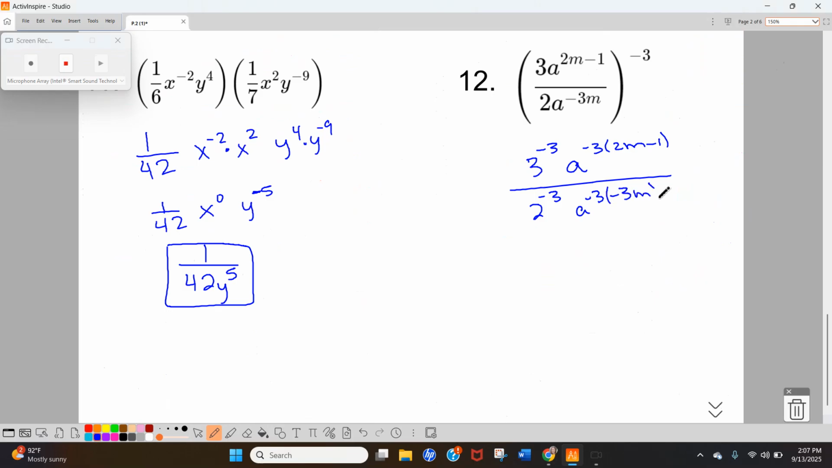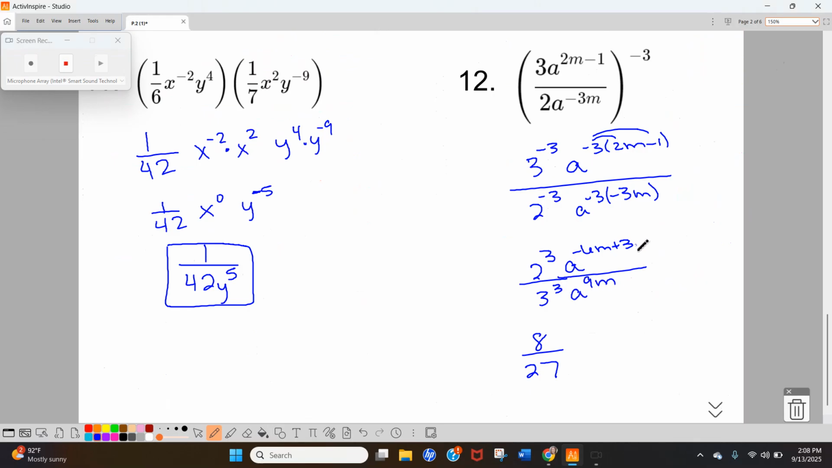All right, so we're going to say definitely these have to switch. So it'll be 2 to the +3 over 3 to the +3. So that would give me 8 over 27. For these, I'm going to distribute this. So this will be -6m plus 3. And down here, it'll just be 9m.